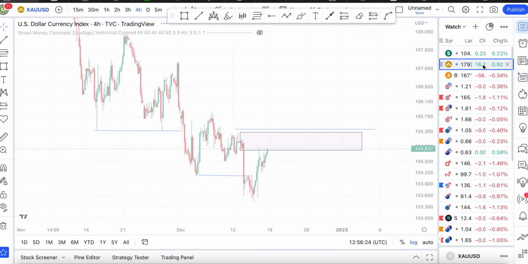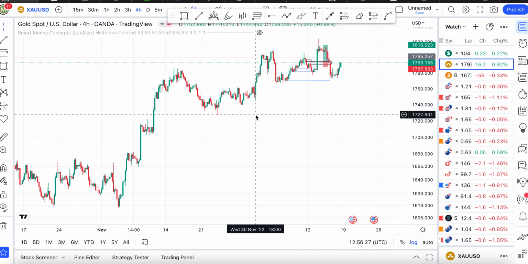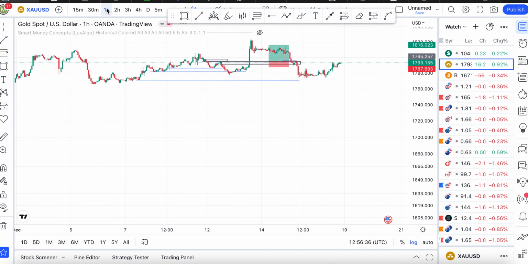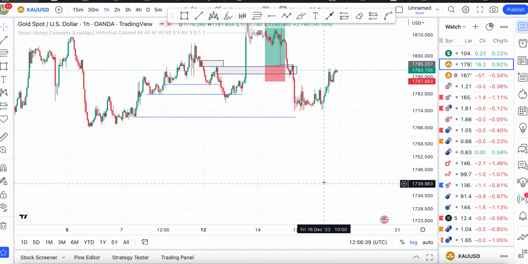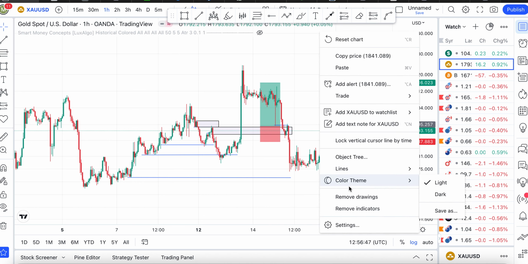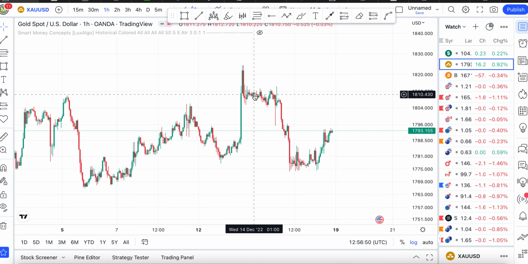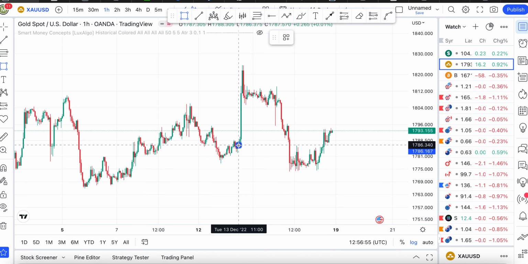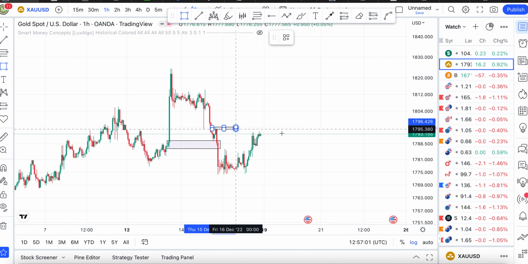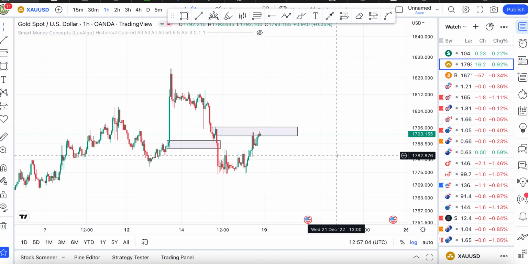Now we check on gold. That's a 4-hour time frame. Can scale down to 1 hour. Price never tapped into that zone, so no confirmation was taken there. So this was a failed demand zone. Price is back, filling that gap. That's the 1 hour time frame.